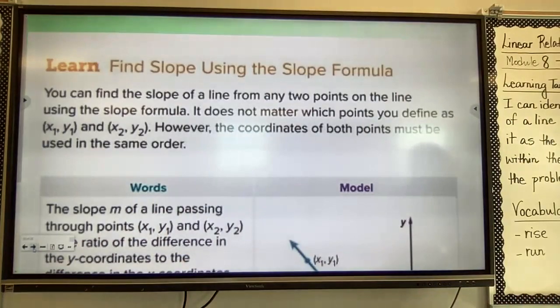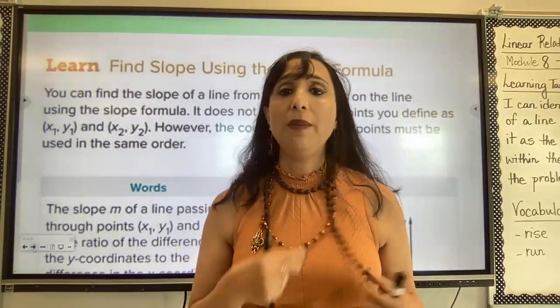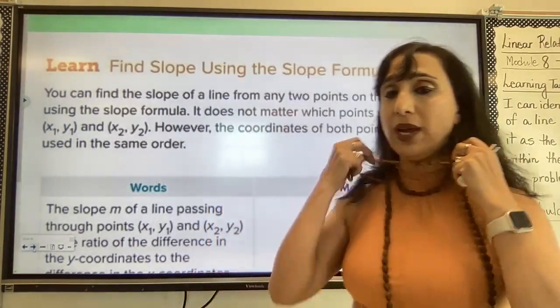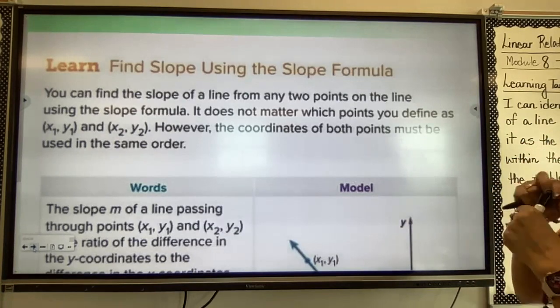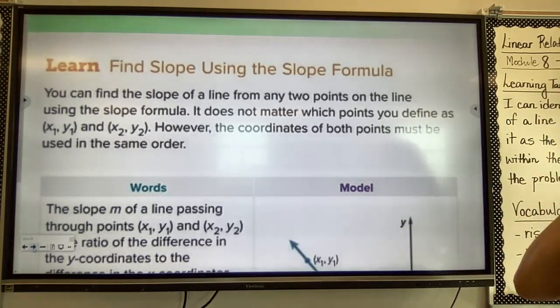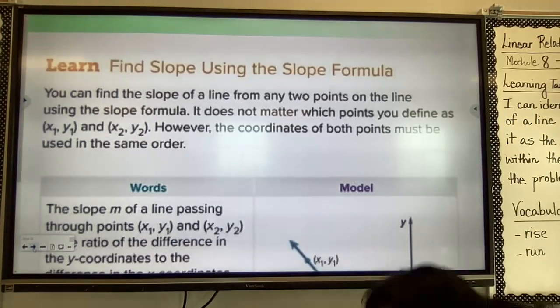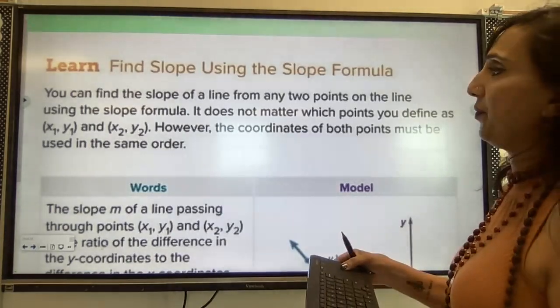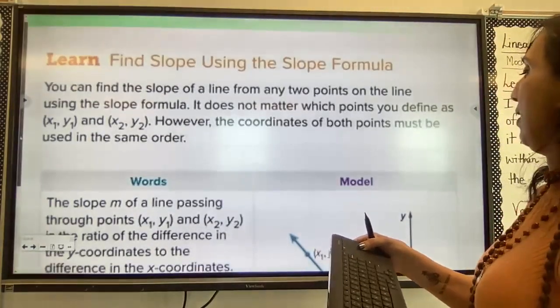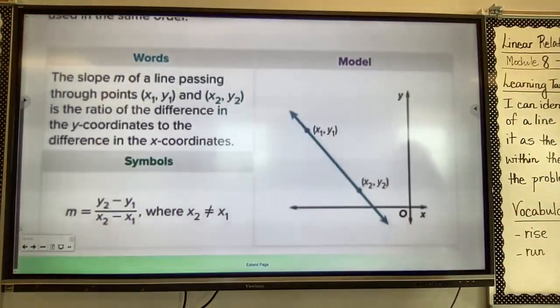Now let's look at this one. You can find the slope of the line from any 2 points on the line. Using the slope formula, it does not matter which points you define as x1, y1 and x2, y2. However, the coordinates of both points must be used in the same order. Now here are the words, and you have the model given to you, and then there is your formula.